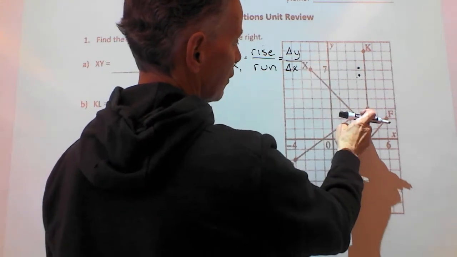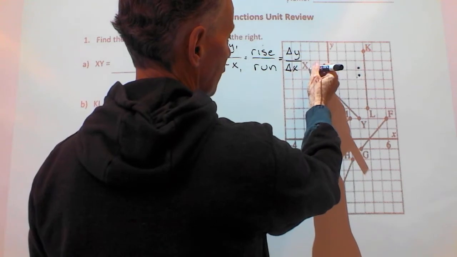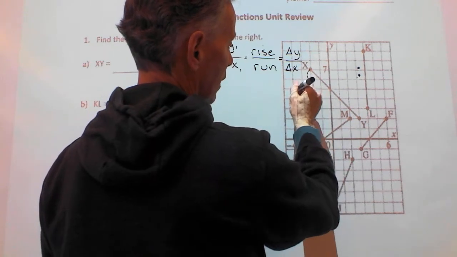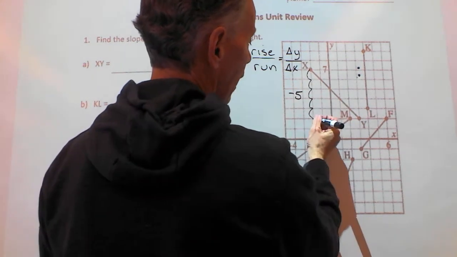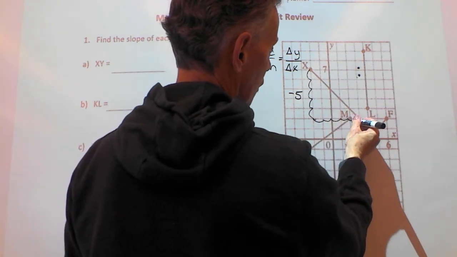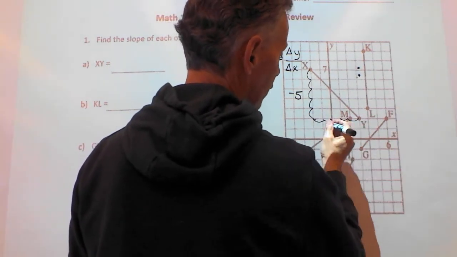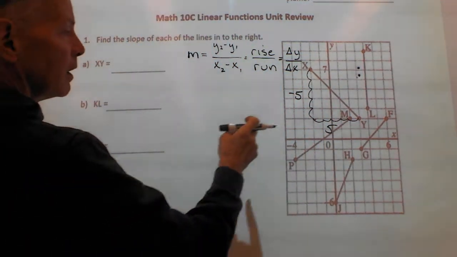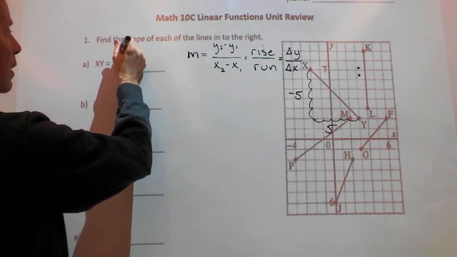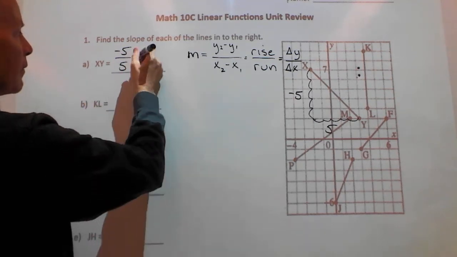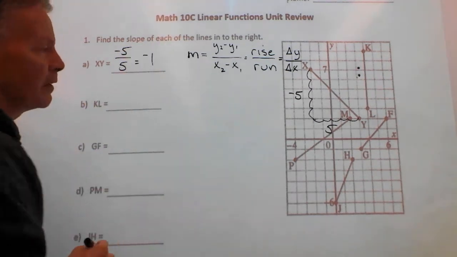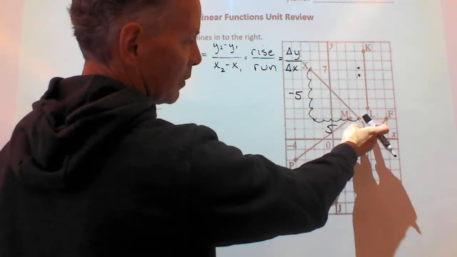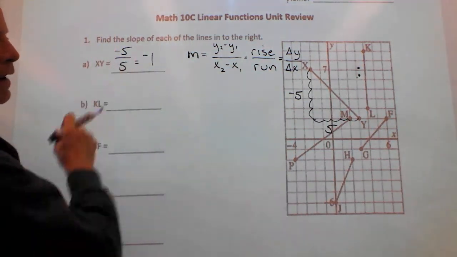So to get from X to Y, you simply have to go 1, 2, 3, 4, 5 down, and since you're going down, that's going to be a negative 5. And then you have to go 1, 2, 3, 4, 5 across. Since you're going to the right, that's a positive 5. And so your slope XY becomes rise over run, negative 5 over positive 5, which simplifies to negative 1. Okay? Again, notice this line slopes down to the right, and it has a negative slope.